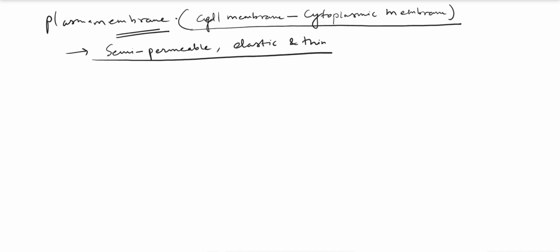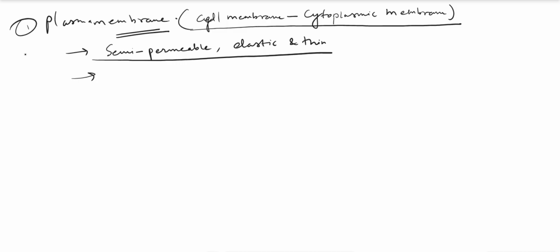Semi-permeable means only a few substances are allowed to enter or go outside. Another function of the cell membrane is to protect the cell, and it permits the entry of selective materials in and out of the cell. Cell membrane is present in both cells, plant cell as well as animal cell.